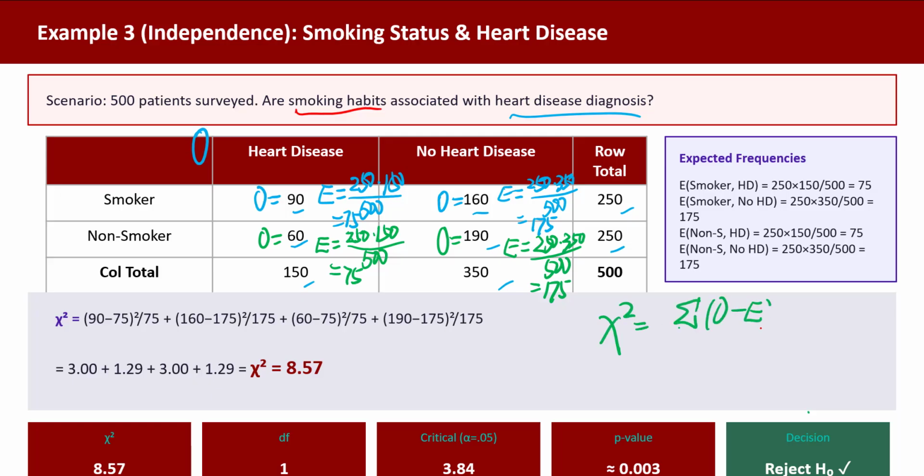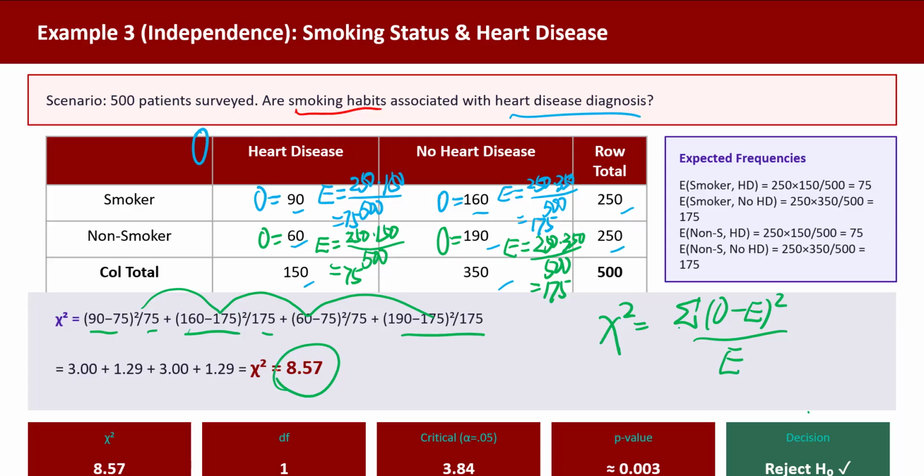And then after that, we do chi-square value equal to the sum of observed frequency minus expected frequency squared over expected frequency. So we do 90 minus 75 squared over 75 per cell. Second, 160 minus 175 squared divided by 175. The third one, 60 minus 75 squared over 75. Last one, 190 minus 175 squared over 175. And when I sum up those four results, we get chi-square is 8.57.